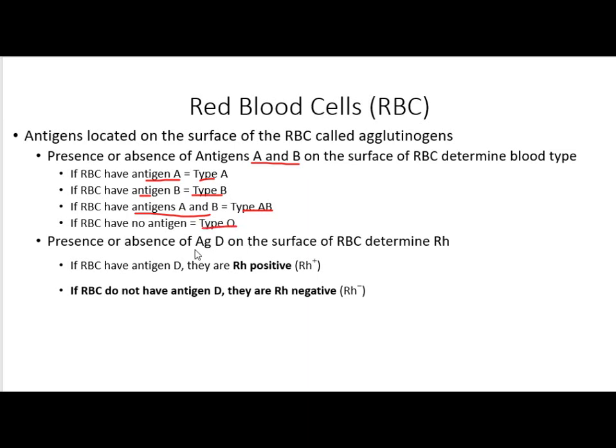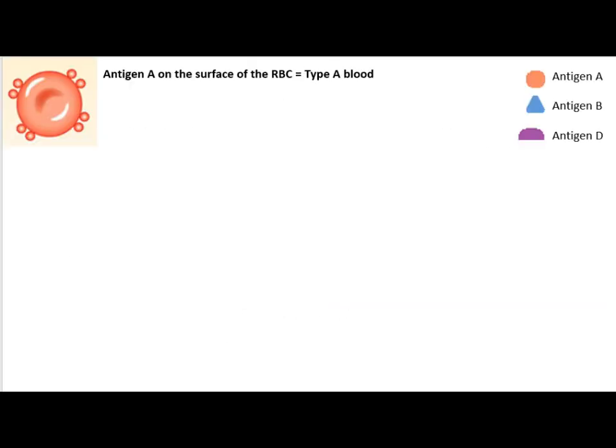Then there is the third antigen, which is called antigen D. Antigen D determines the Rh factor, whether you're Rh positive or Rh negative. If red blood cells do have antigen D, then you're Rh positive. If there is no antigen D, you're Rh negative. Now, let's look at how this works.